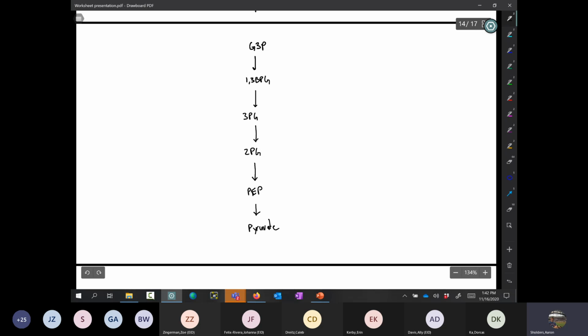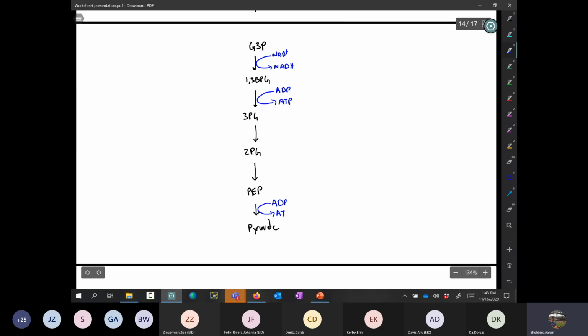Right? So that's the energy generation phase, or the payoff phase. Okay, and we know this also, that this step requires NAD+ and makes NADH. We know that this step is going to make ATP. And we know that this step is going to make ATP.